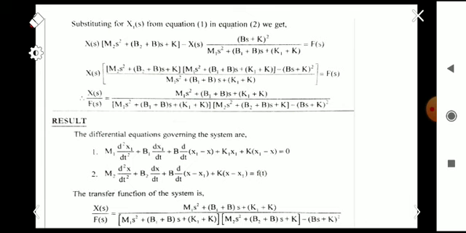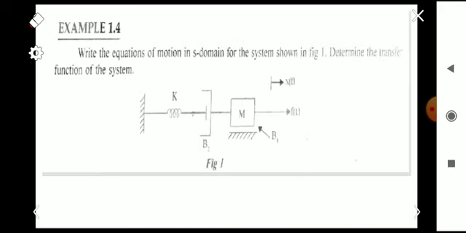I think all of you understand how we have done the problem. And one more question is there: write the equation of motion in S domain for the system shown in figure 1 and determine the transfer function of the system. So this is the figure. By observing the figure we know that only one mass element is there.